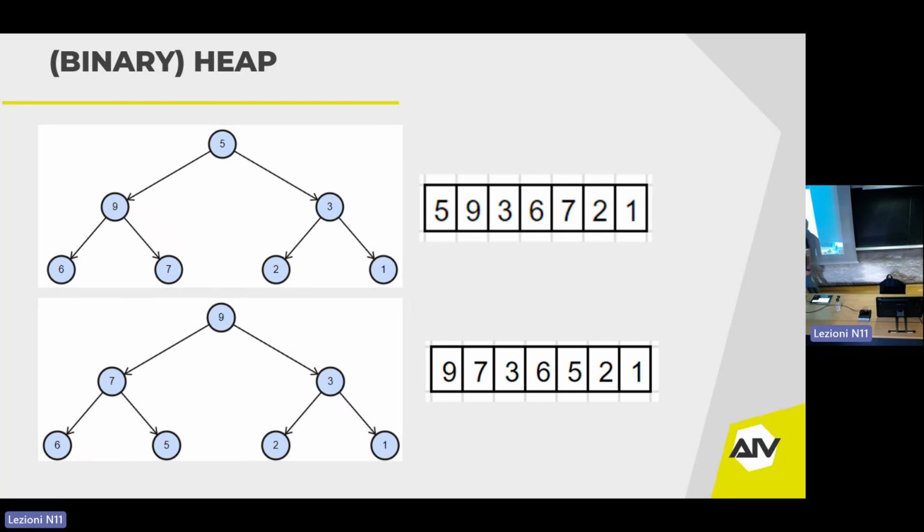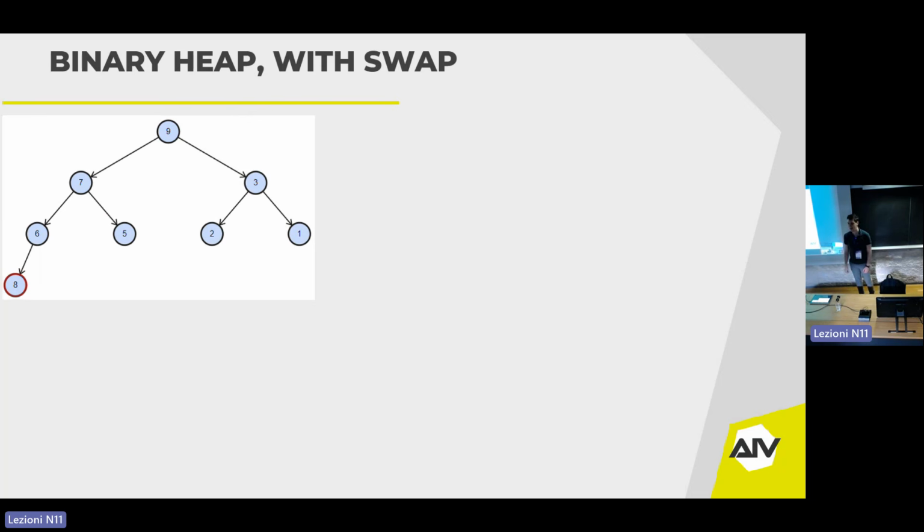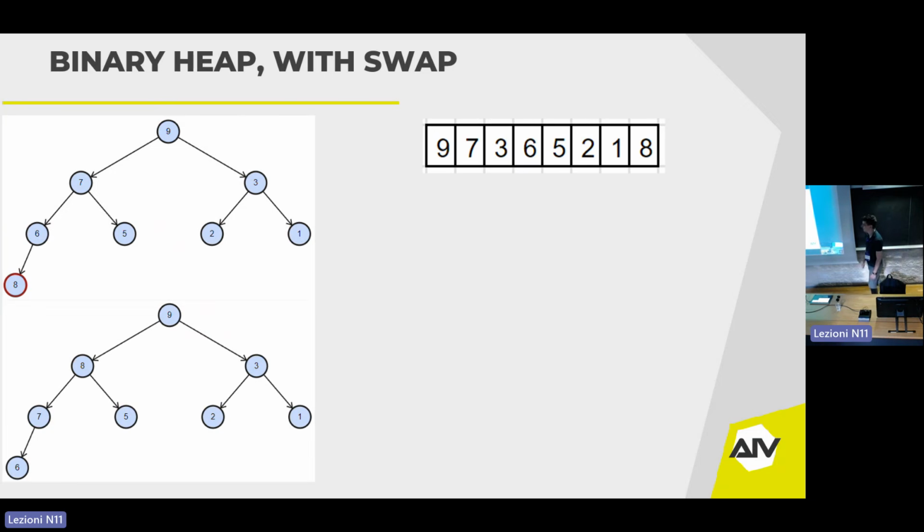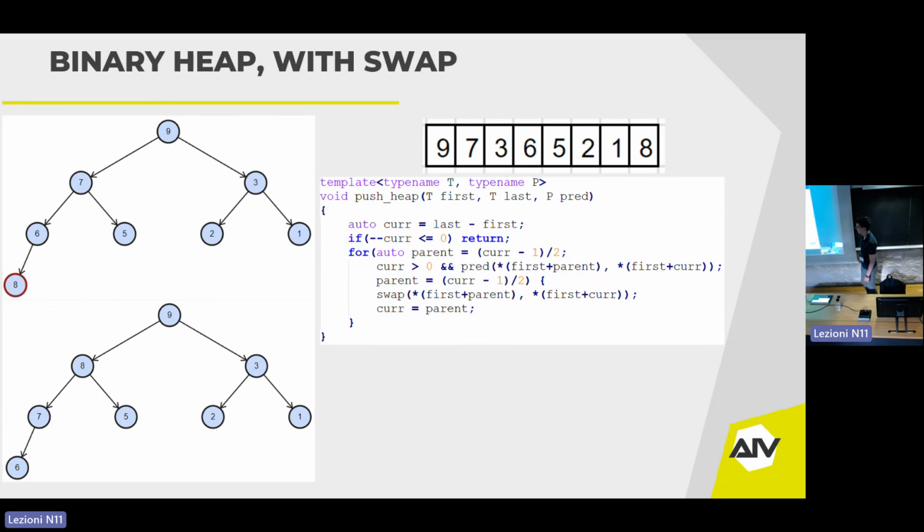Here we can see the child nodes of 9 are both smaller than 9. The child nodes of 7 are both smaller than 7. The child nodes of 3 are both smaller than 3. This is a binary heap. What can we do with a binary heap? Well, we can apply our favorite function swap to do some cool things like pushing something on the heap.